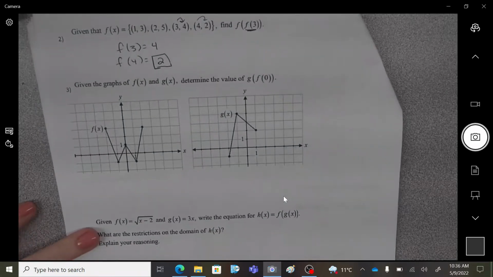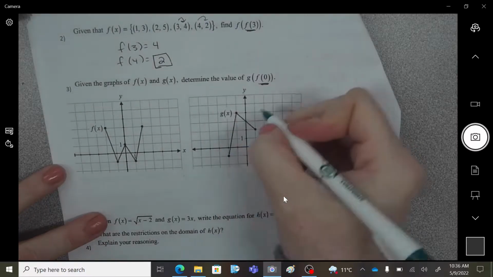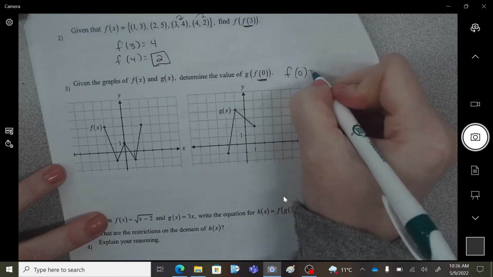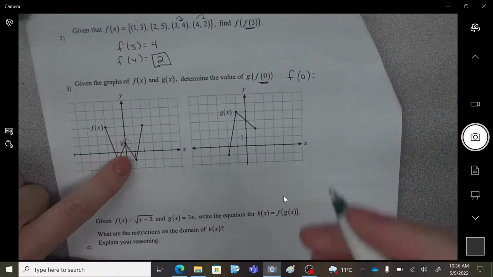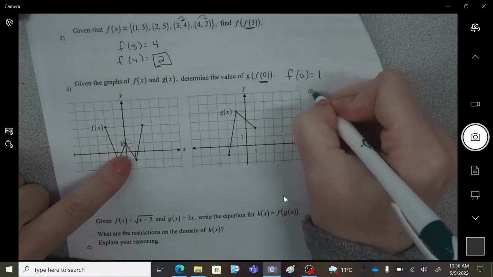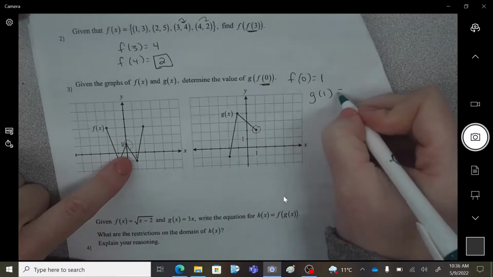Number 3, given these two graphs, determine the g of f of 0. So f of 0 equals 1. That's where I am. Now I have to do the g of 1. So the g of 1 equals 2.